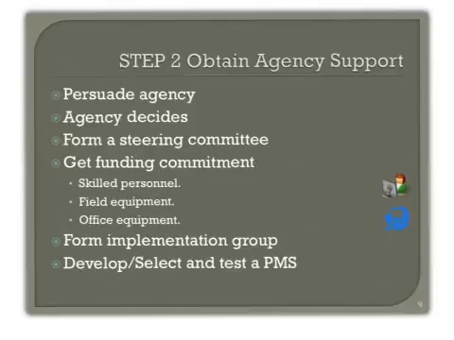Therefore, the way to obtain the agency support, first of all, you have to persuade the agency. Then the agency would end up deciding to implement the PMS system. Afterwards, you have to have a good steering committee. That steering committee is going to be able to push the idea forward to practice. After that, we need to get funding commitment.